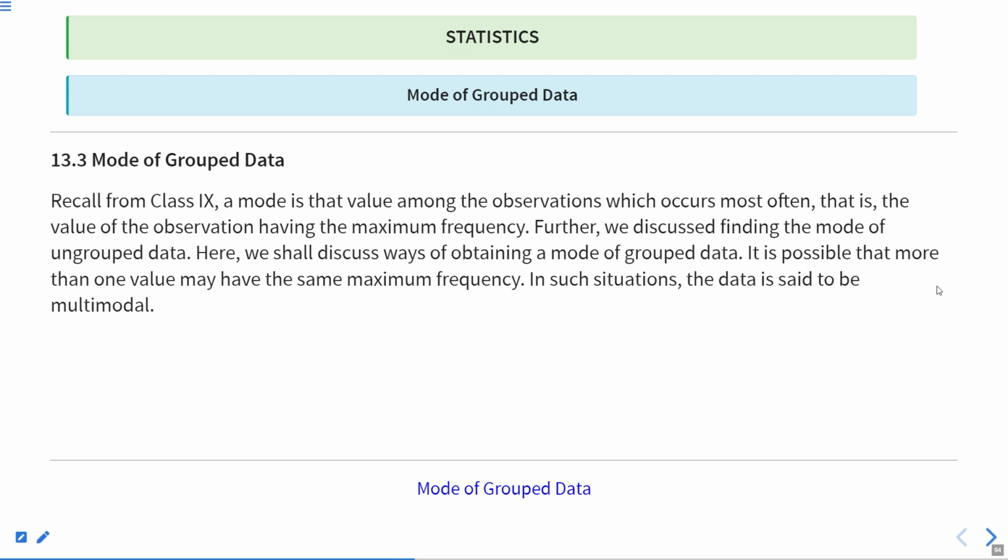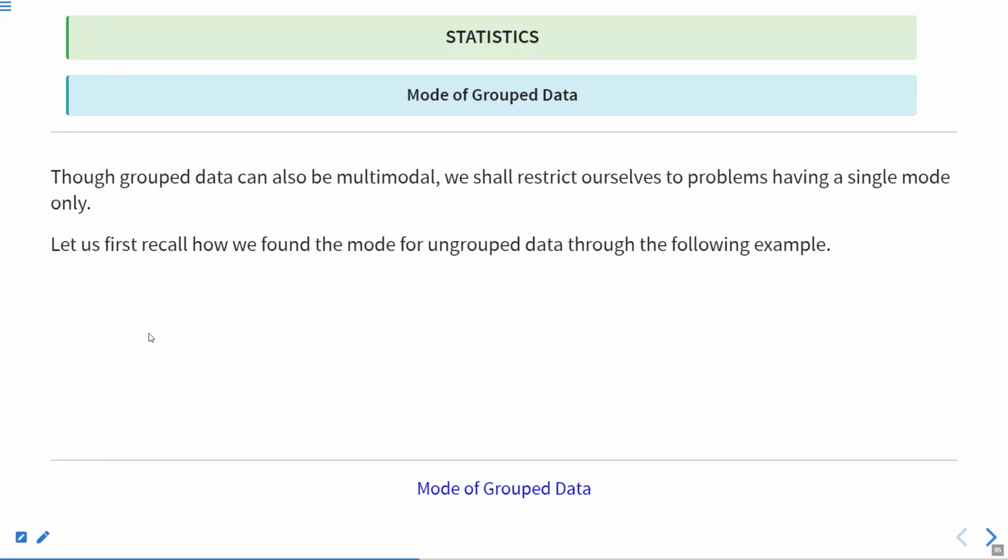It is possible that more than one value may have the same maximum frequency. In such situations, the data is said to be multi-modal. So when you get more than one mode, you get multi-modal data. Though grouped data can also be multi-modal, we shall restrict ourselves to problems having a single mode.